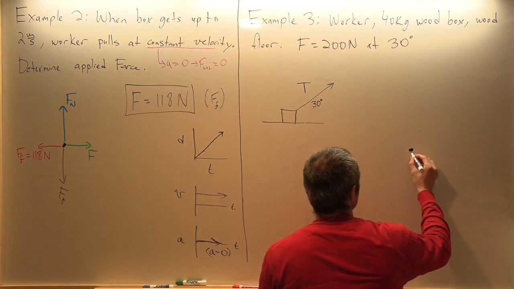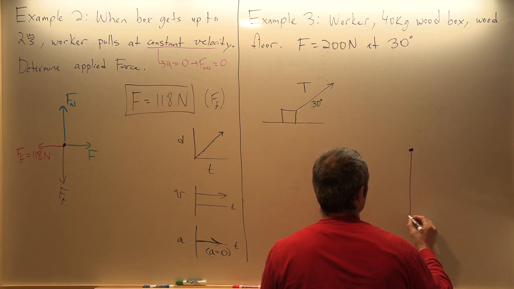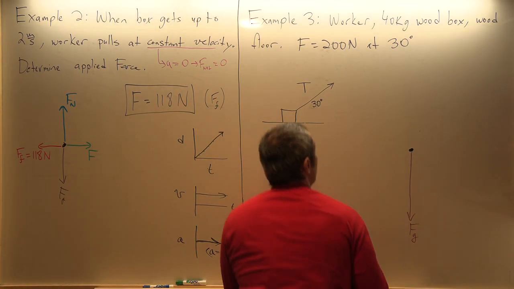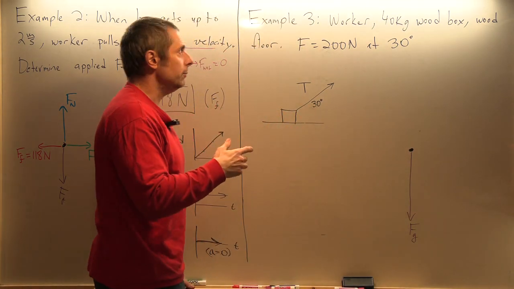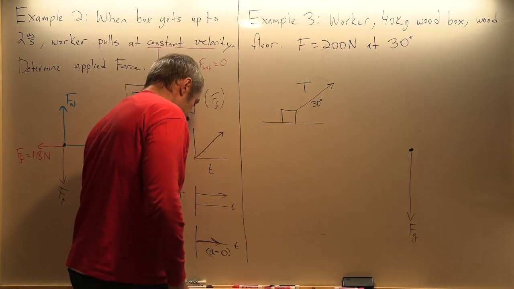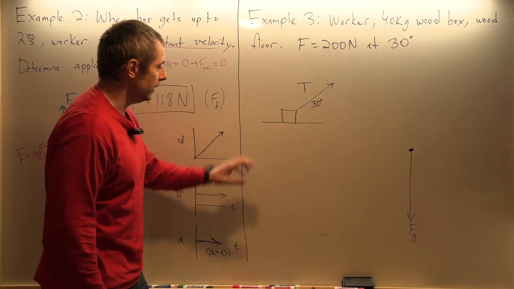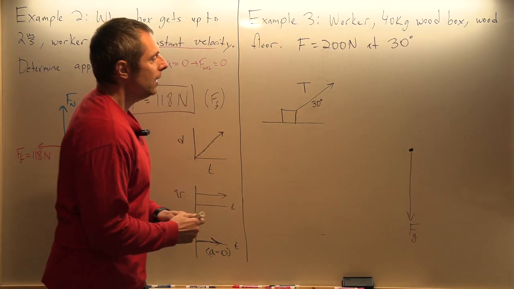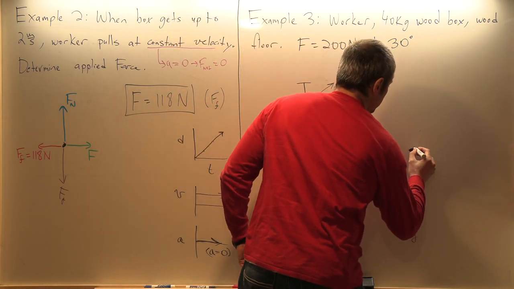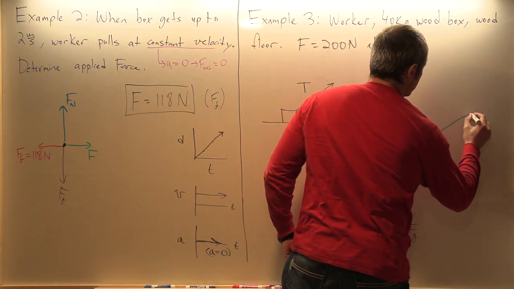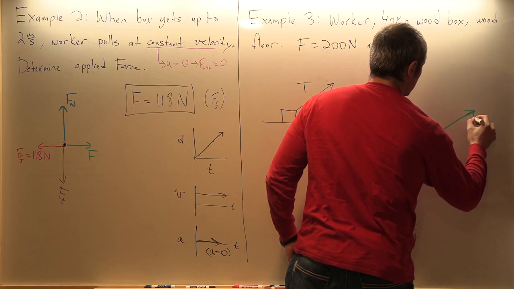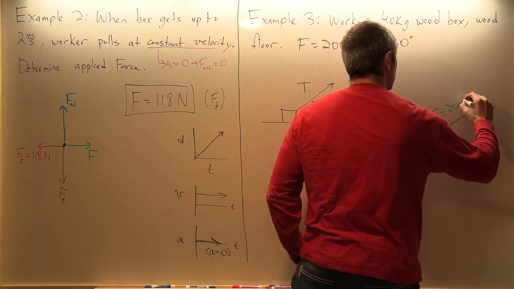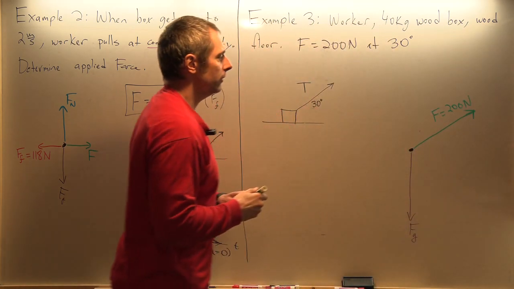So we've got gravity still down, and that's still 392 because it's still the same mass box. The Earth doesn't care which way you're pulling. It's always going to pull itself down with the same amount. But this time the worker is pulling up like this, and the force here equals 200 newtons up at an angle like this.